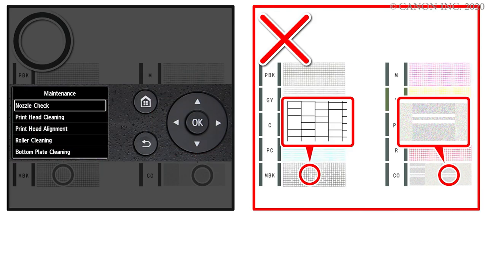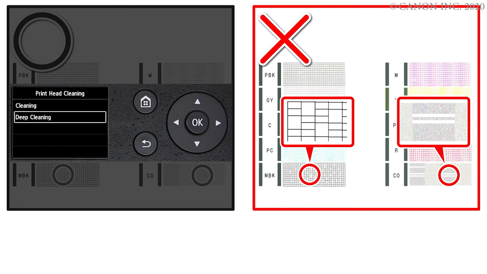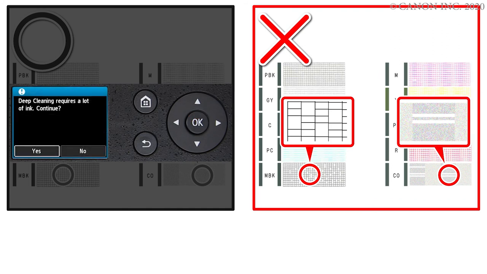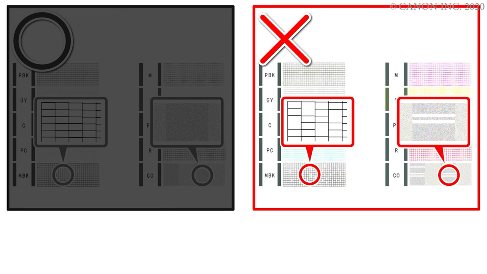In the maintenance menu, select Print Head Cleaning and press OK. Select Deep Cleaning and press OK. Select the ink group that requires deep cleaning and press OK. Confirm that you'd like to perform a deep cleaning and press OK. Deep cleaning will take about 2 minutes. The cleaning operation is now complete.